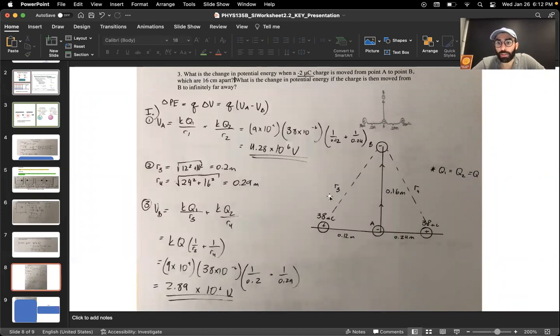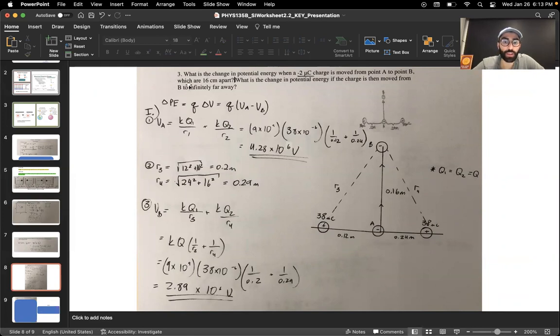I kind of just expanded it right here, and I'm just going to explain everything that we have. So first is, here's our position A. This is where the charge is originally, that being the -2 microcoulomb charge. And then 12.12 meters to the left is this plus 38 microcoulomb, and then 0.24 is this 38 microcoulomb. And we want to know when it's moved from point A to B, what is the change in potential energy?